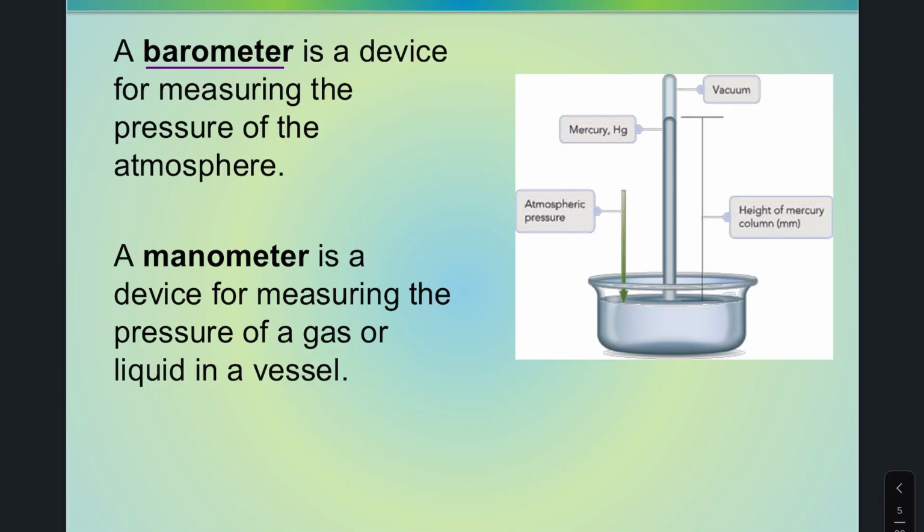A manometer is a device that you use to determine the amount of pressure of a gas or liquid in a closed vessel. So let's say that you had a flask over here, and it's hooked up to a manometer. And I'll show you what that looks like.